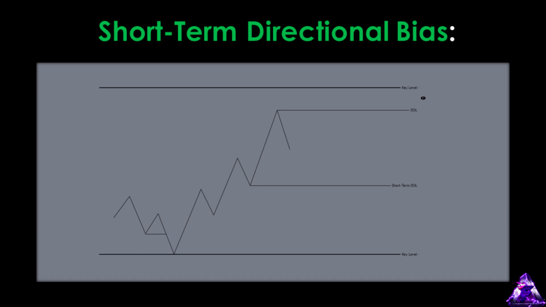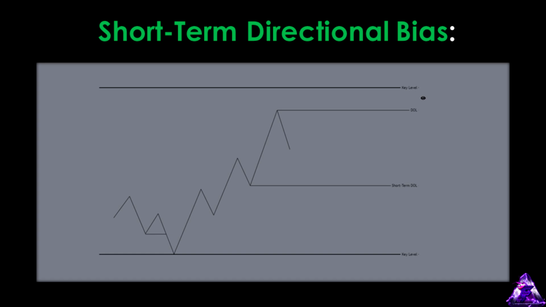In this case, we almost reached the draw on liquidity, which is higher at this key level sitting above us. However, the market then moved a bit lower, bringing us to this point right here. If you weren't aware of short-term draw on liquidity, you might have looked for long positions immediately from this point. But since you understand short-term draw on liquidity, you know that our first and immediate draw on liquidity, known as short-term draw on liquidity, is this low right here.